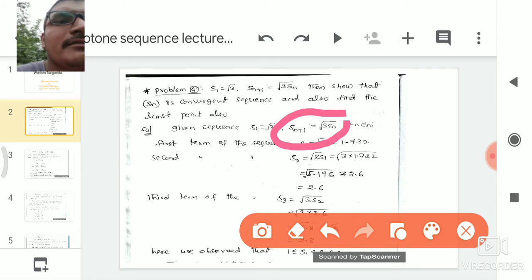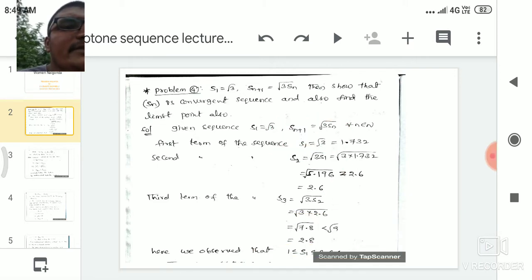And also the third term of the sequence, S3, is equal to root of 3 into S2, which is equal to root of 3 into 2.6. So which is equal to root 7.8, which is less than root 9. And also 7.8 is approximately equal to 8, and root 8 is approximately equal to 2.8.